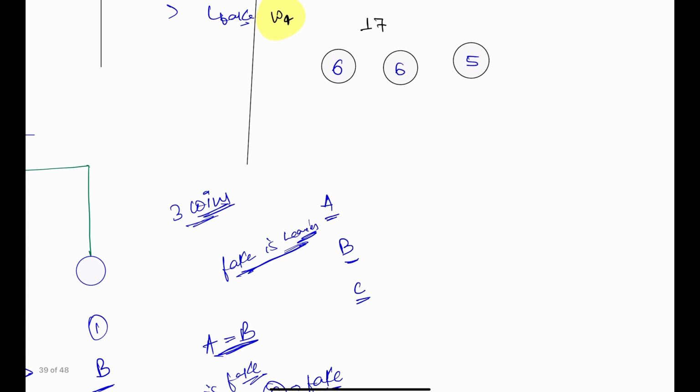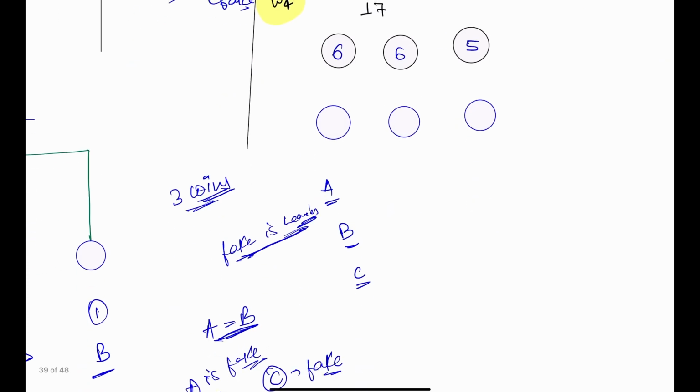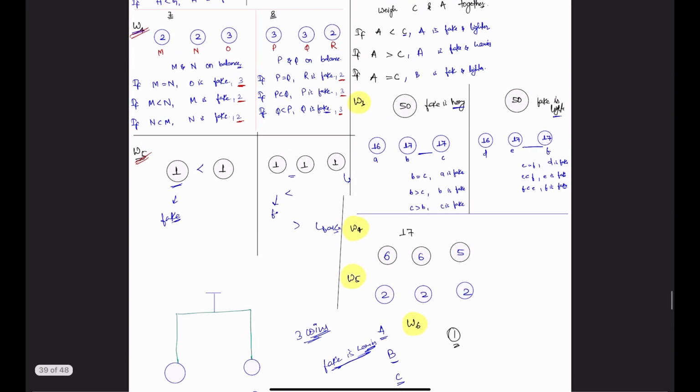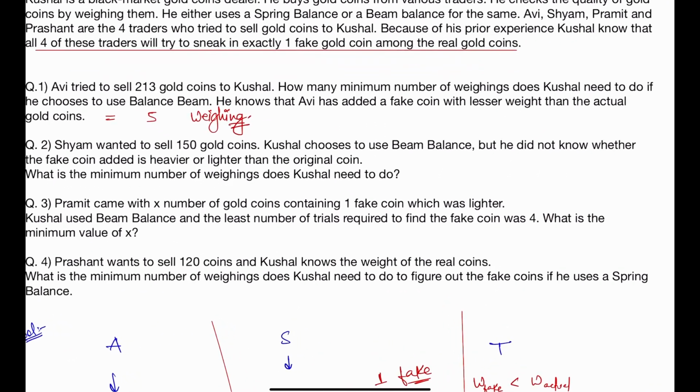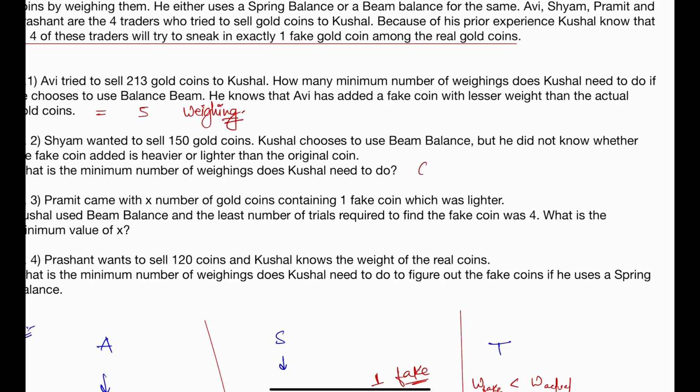Suppose the 6 is having the issue, then that 6 will be divided again. That would be weighing 4, then this will be our weighing 5, right? In weighing 5, if 6 is there, 2 2 2, and in the last weighing, weighing 6, whatever is having the issue, we can find out. So how many weighings do we need in this question? We need 6 weighings.